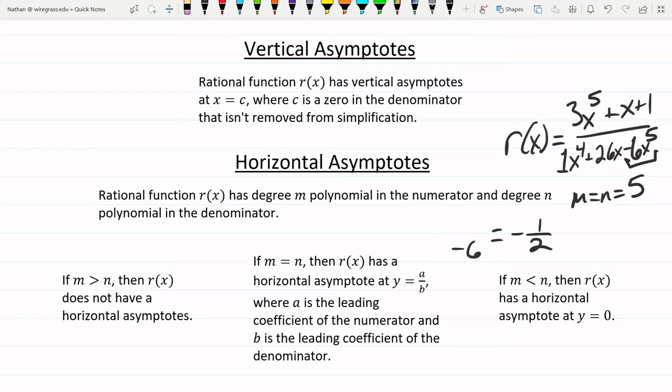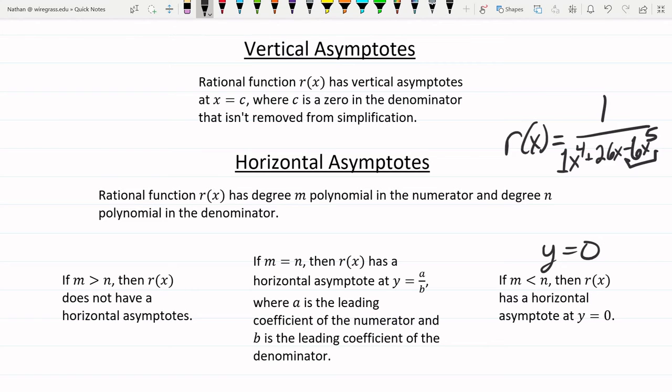Finally, if we have a degree on top and bottom where the power on top is lower than the power on bottom, so in this case we have a degree on top of 4 and the degree on bottom is 5, then it's always y equal to 0. That is the horizontal asymptote for all of those cases. It can be 1 less, like in this case, it can be 2 less, it can be just a number, so like 1 over that thing, then y equal to 0 will be the horizontal asymptote.